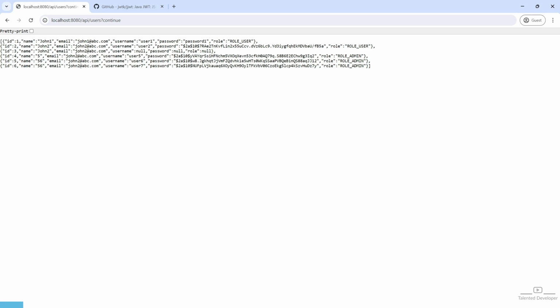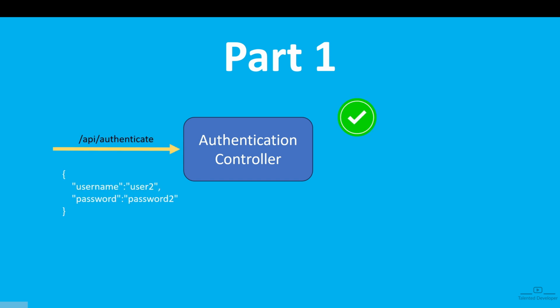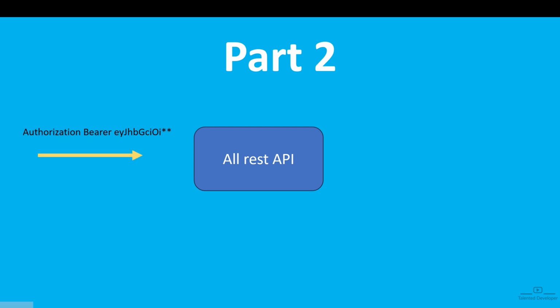So this video we are going to split into two parts. First part, we are going to create an authentication controller. There we will pass username and password. Once the credentials are correct, we'll send the JWT token. That means we are going to create the JWT token, and in the next video, whatever token we get, we'll apply on our REST APIs. So before accessing any API, we'll make sure that without a JWT token nobody can access the data.